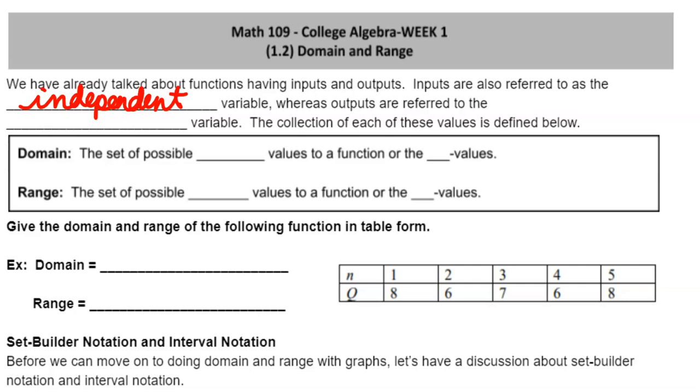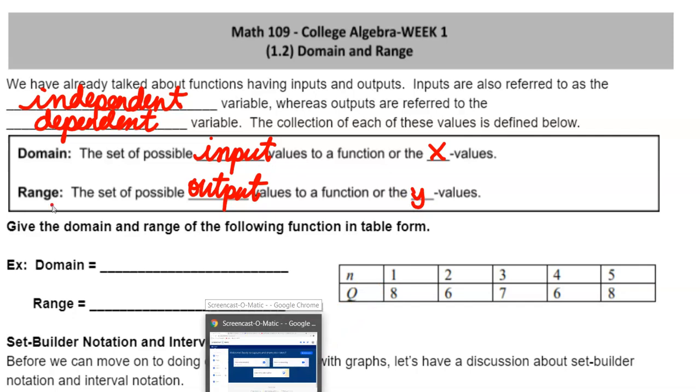Whereas our outputs are referred to as the dependent variable because it is dependent upon what I put into that function with the input. The collection of each of these values is defined below. Everything in our input, or independent variable, is also known as the set of all x values for our domain. And the set of possible output values, or the possible y values, is what we refer to as the range of a function.